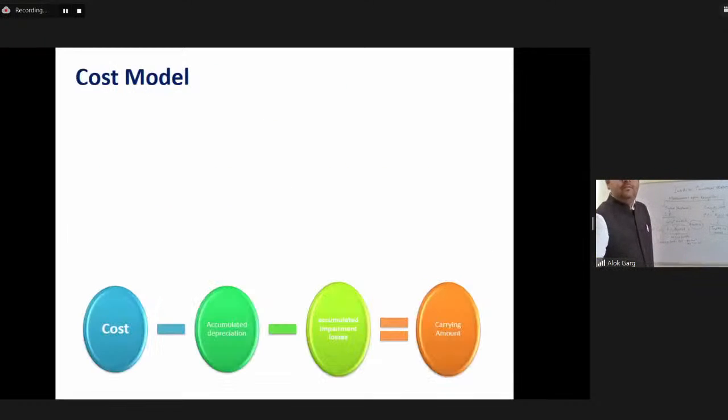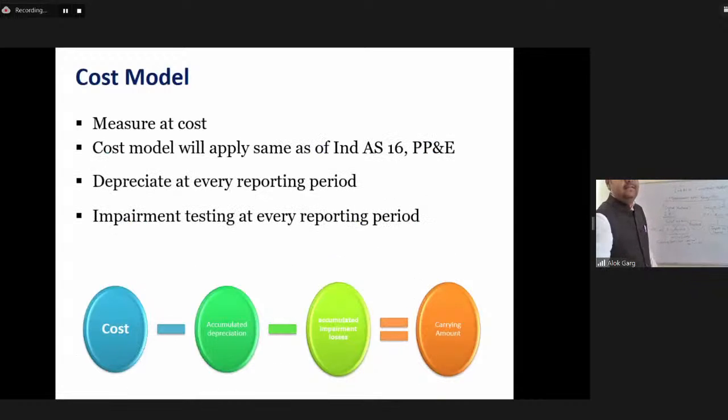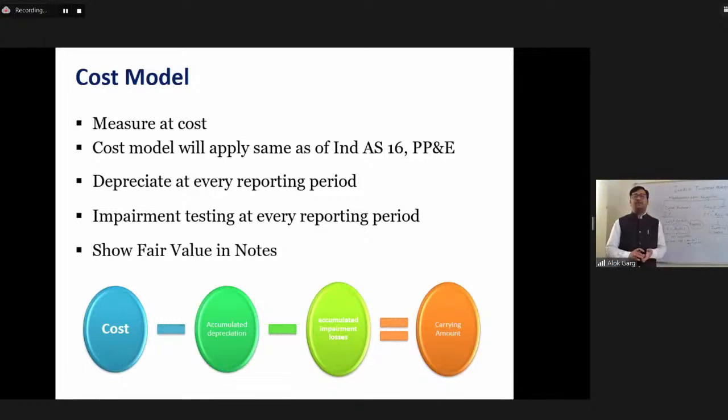But one thing is there. It says that although the fair value model is not allowed, the fair value is required to be disclosed in the notes to accounts. For accounting purposes, fair value is not allowed, but for disclosure purposes, fair value is required to be shown in the notes to accounts. So what is the cost model? First of all, it has to be measured at cost. The cost model will be the same as we discussed in IndAS 16. So carrying value is equal to cost minus accumulated depreciation minus accumulated impairment losses.